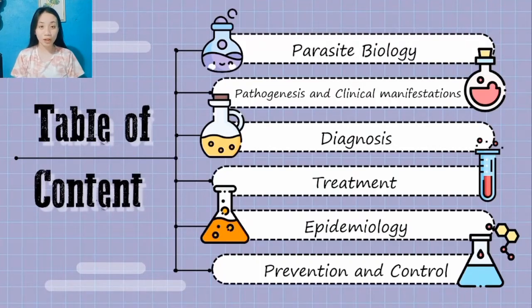Good day everyone. We are group 3 and we will be discussing parasite biology, pathogenesis and clinical manifestation, diagnosis, treatment, epidemiology, and prevention and control of the following parasites: coccidians, other intestinal protozoans, Babesia, blood and tissue flagellates, microsporidia, intestinal cestodes, and extraintestinal cestodes.